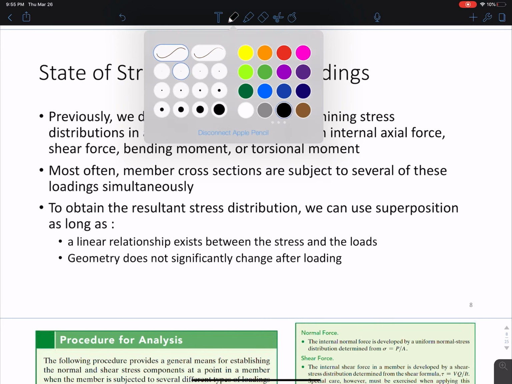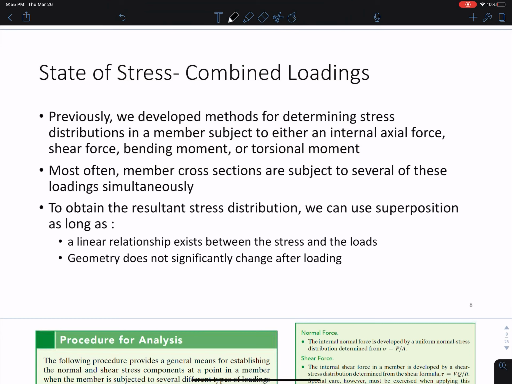State of stress. Now we're going to get into combined loading. That was really the most new part of this topic. Everything else is going to be stuff that we've already talked about in previous topics and just combining them for a comprehensive review. We have already talked about how to develop distributions for internal axial force, shear force, bending moment, and torsional moment all separately.